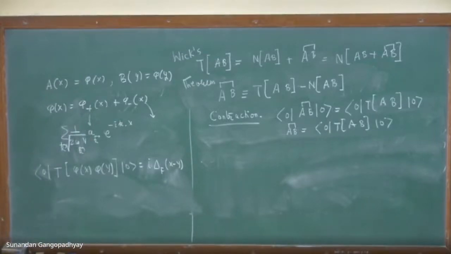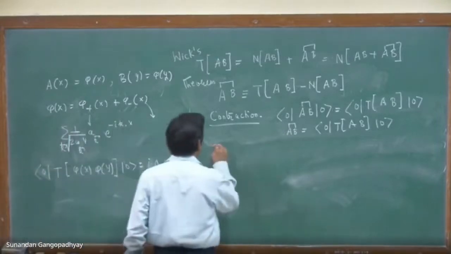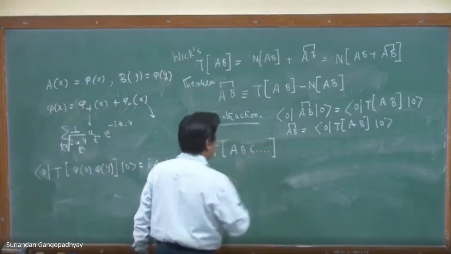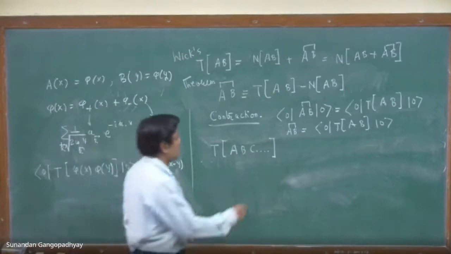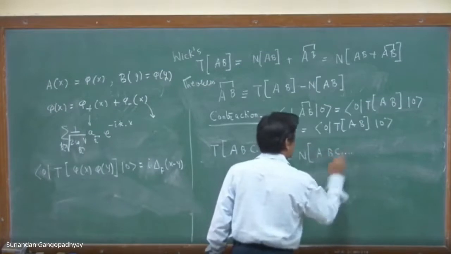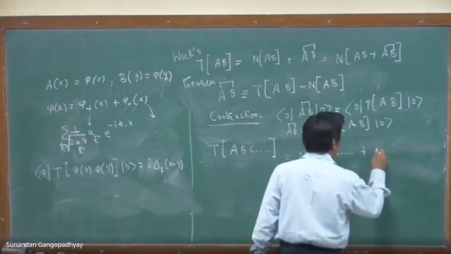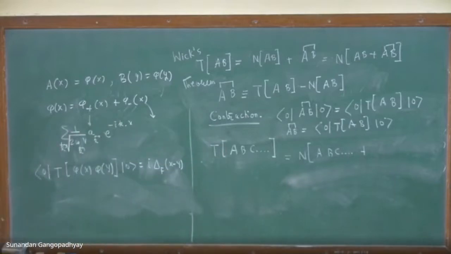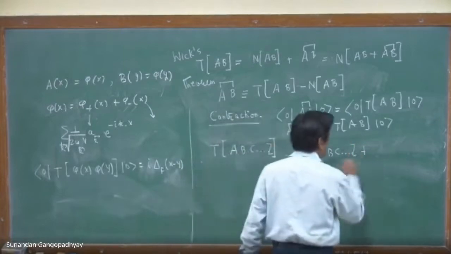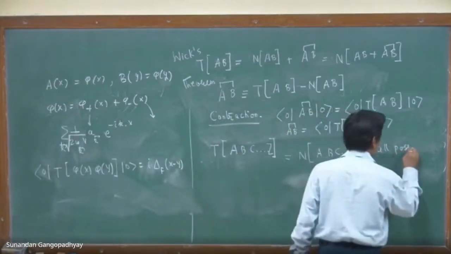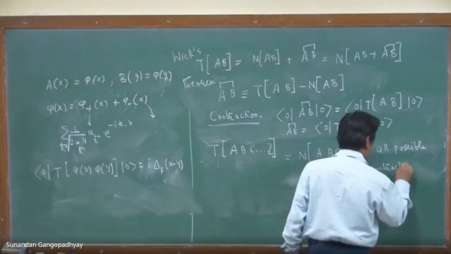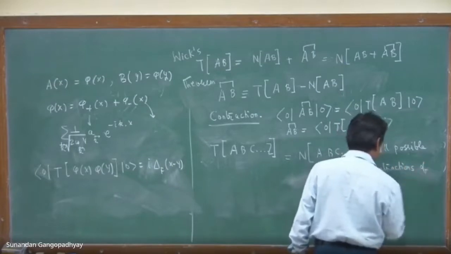Suppose I have A, B, C, like this, a string of operators. Then this is nothing but the normal order form of A, B, C, plus all possible contractions of ABC. So this is Z plus all possible contractions of ABC. So let us see what this means.